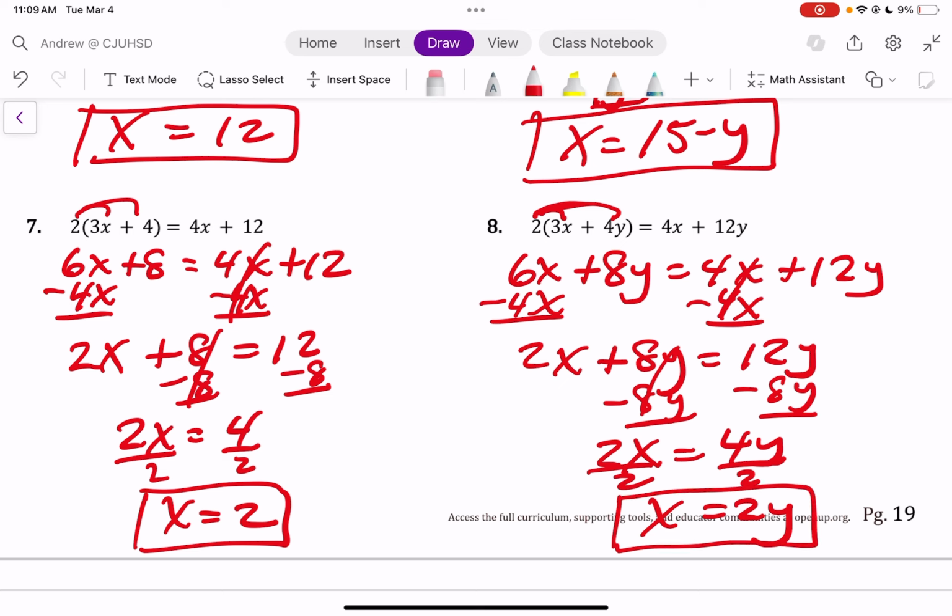Okay? So if you can solve the equations on the left, it's very similar to the equations on the right. We'll see you next time.